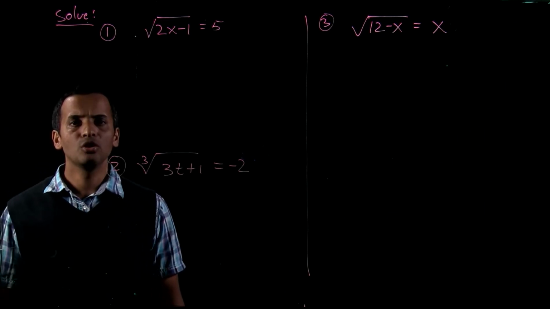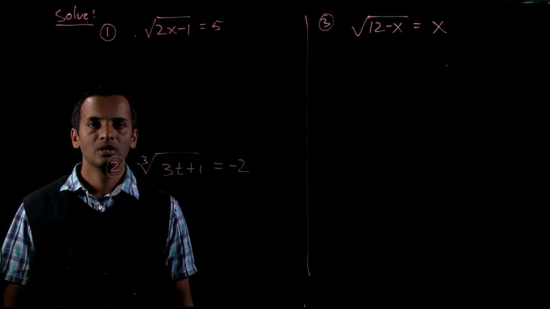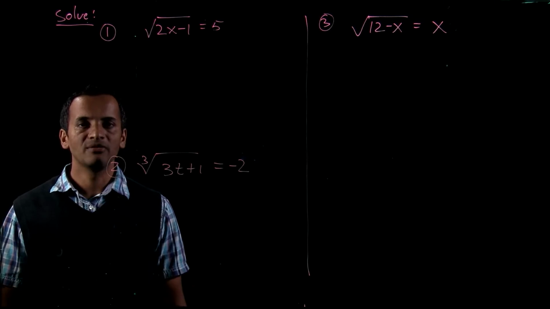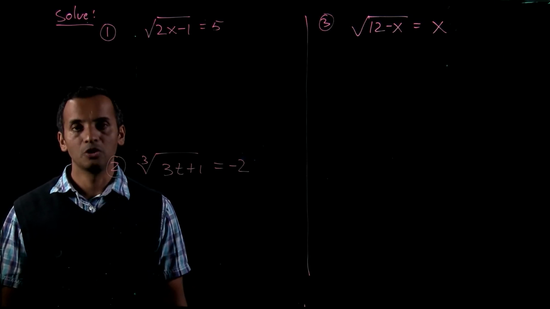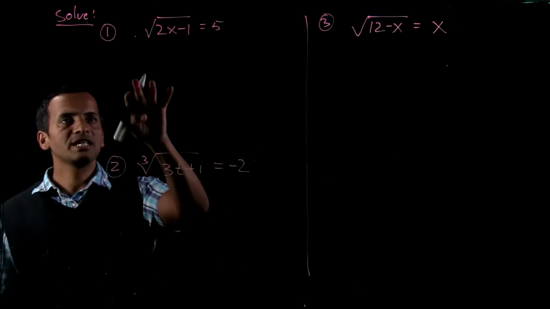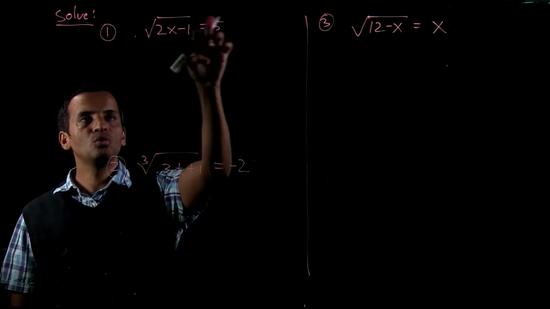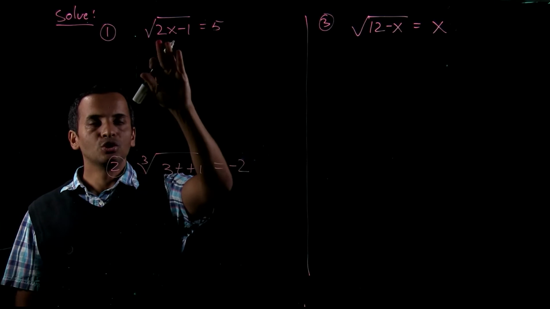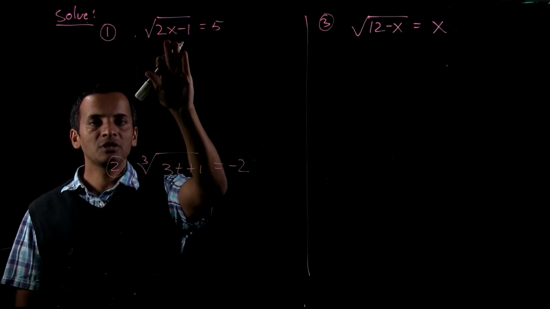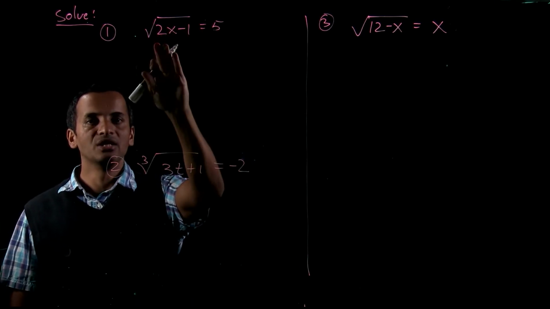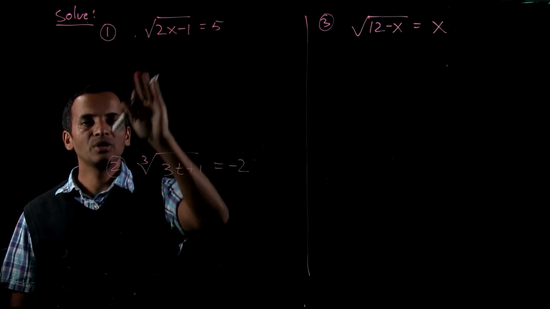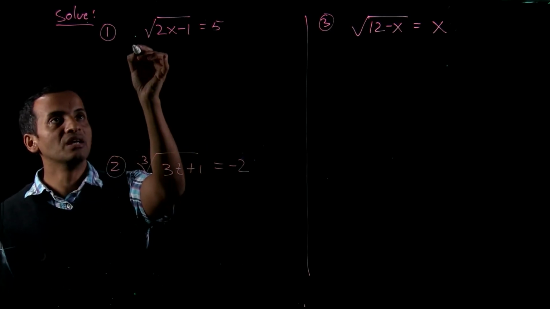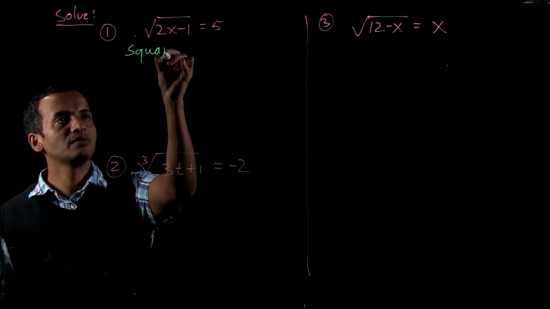In this video, I'm going to show you how to solve equations involving square roots or cube roots. In the first example, you can see that there is the square root of 2x minus 1 equals 5. So to solve for x, first of all, you want to get rid of that square root. So how do I do that? You square both sides.